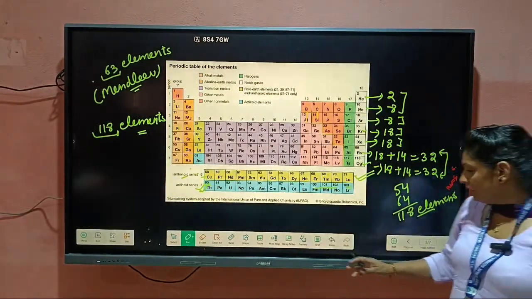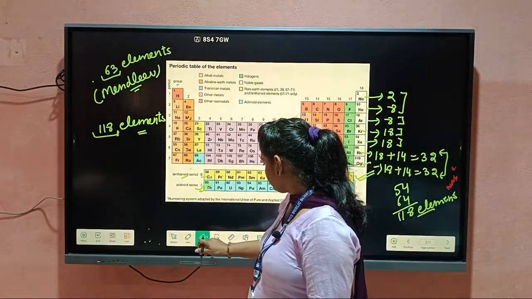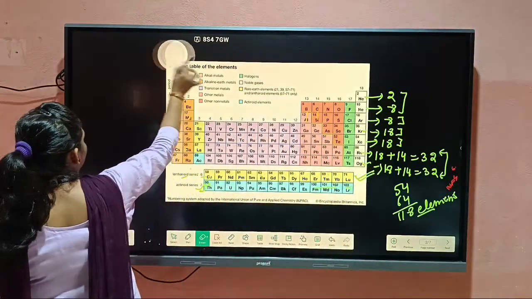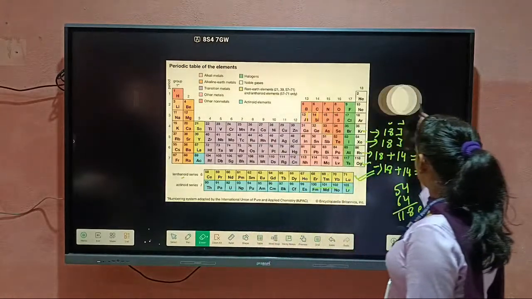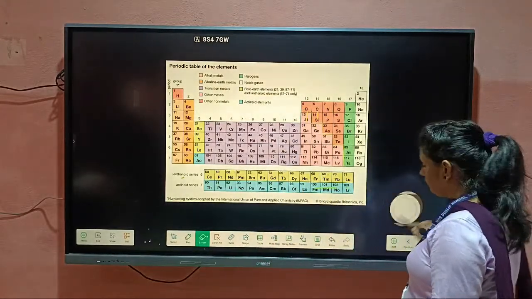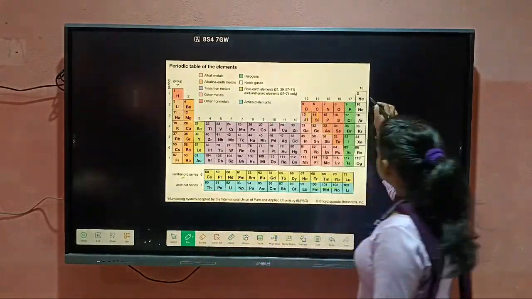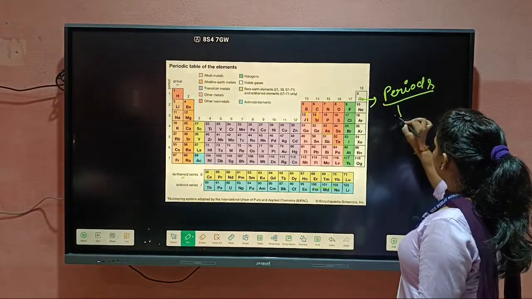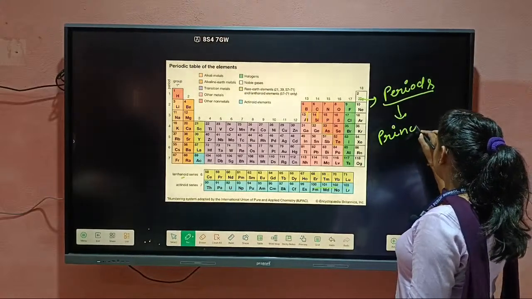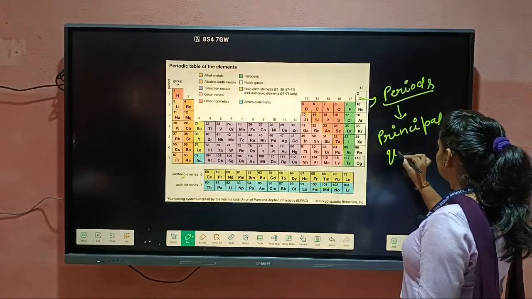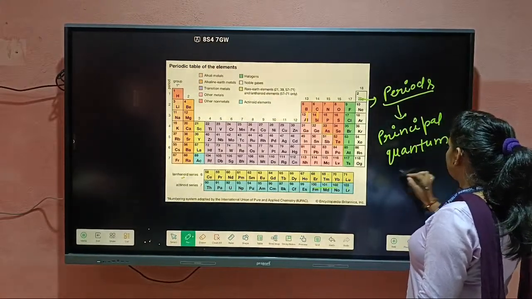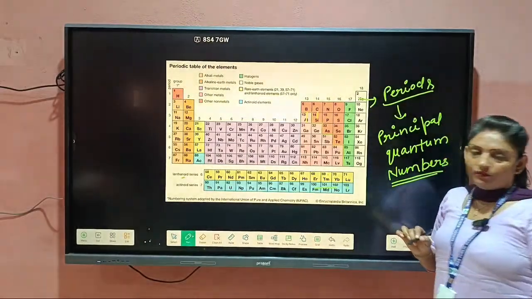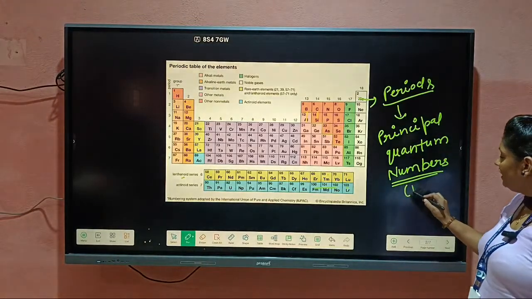Students, here the period tells about the principal quantum number. The principal quantum number is n.